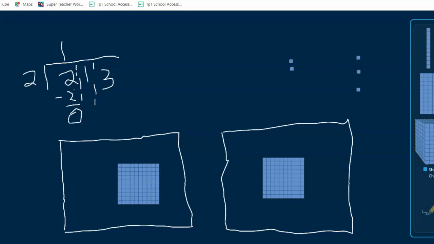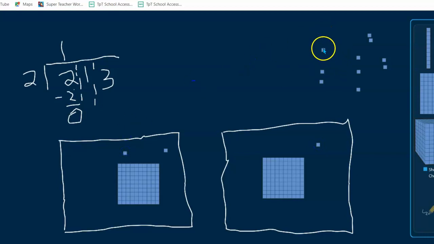1, 2, 3, 4, 5, 6, 7, 8, 9, 10. Now you notice I have them in groups of 2 because we're not sorting, we're taking these in groups of 2. So we have 1 group of 2. We have 2 groups of 2.